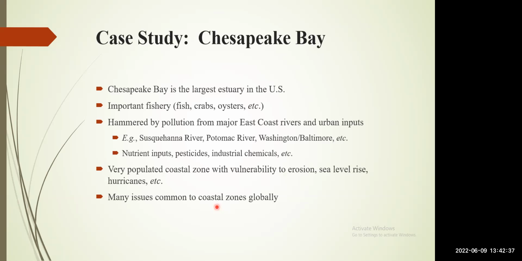Now coming toward one of the case studies. Chesapeake Bay is the largest estuary in the US, with important fisheries of fish, crabs and lobster. It is a very populated coastal zone where there is vulnerability to erosion, sea level rise and hurricanes. Many issues are common in coastline zones globally.